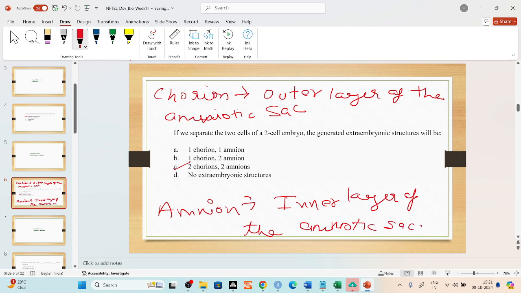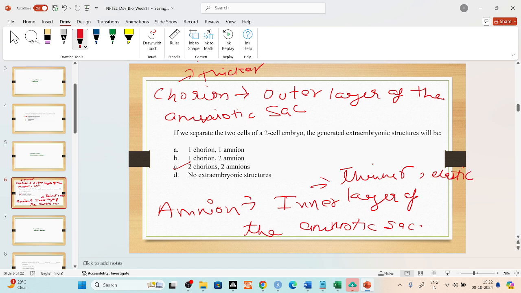Another difference is that since it is the outer layer, it is thicker and tougher, and since it is an inner layer, it is thinner and it is elastic. So this one is a little thicker and tougher layer, and this is a little thinner layer. It is more elastic also.